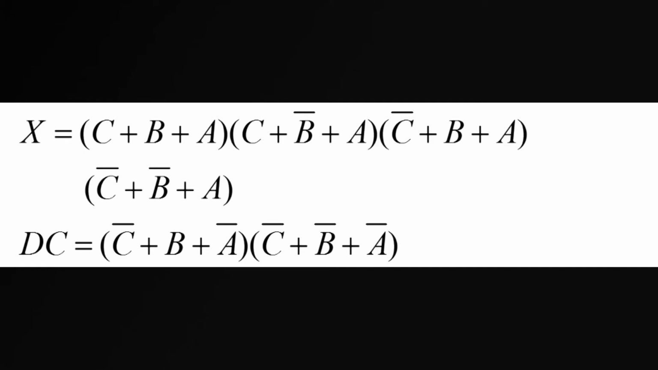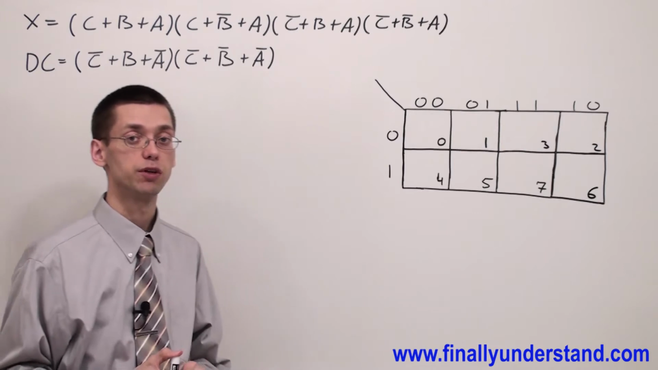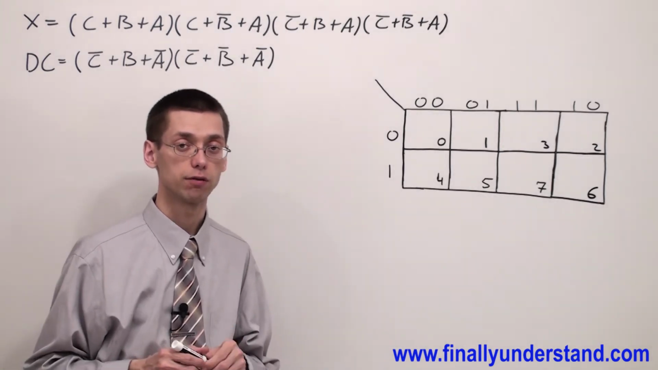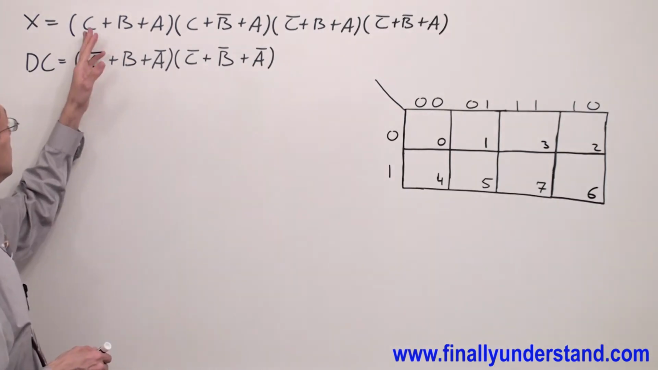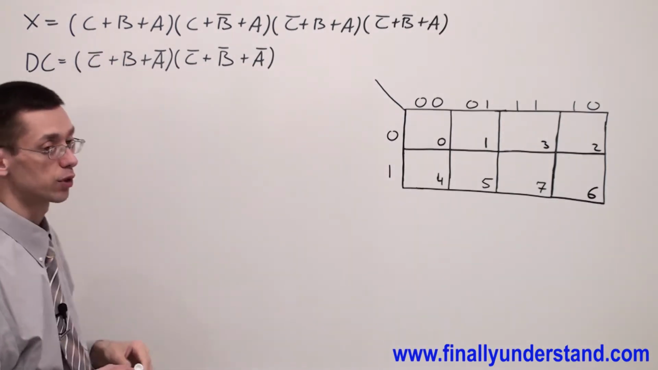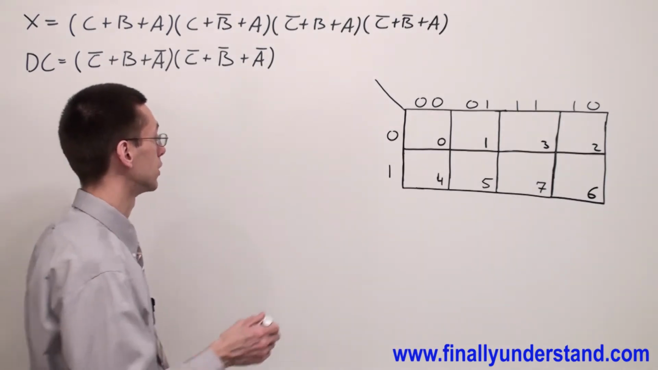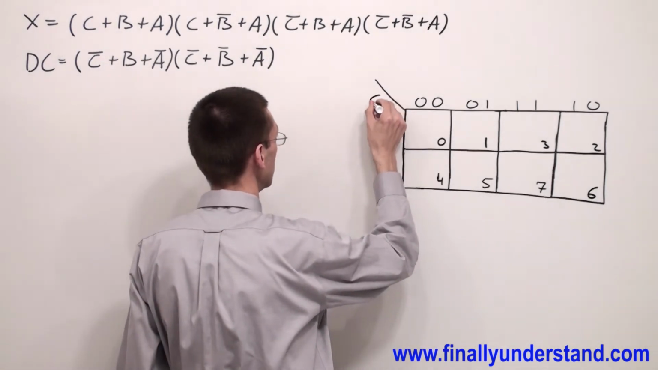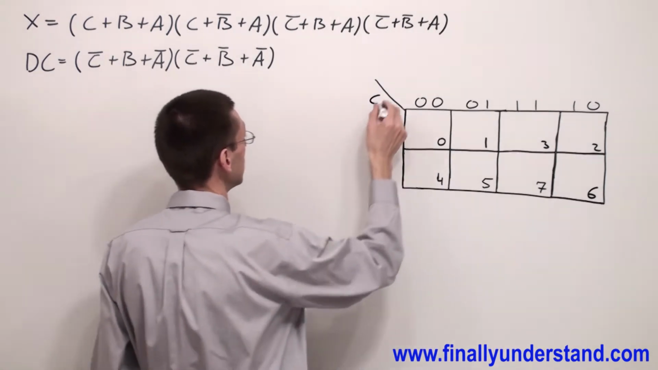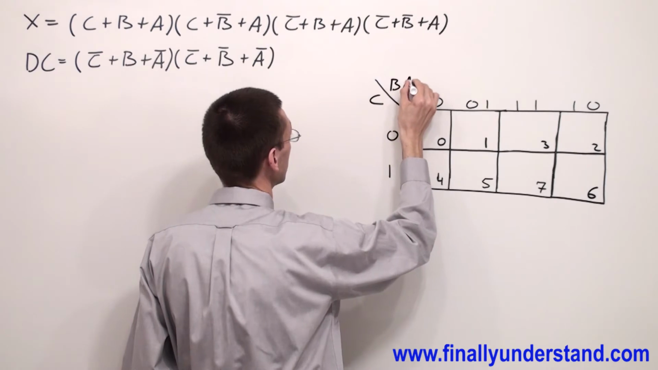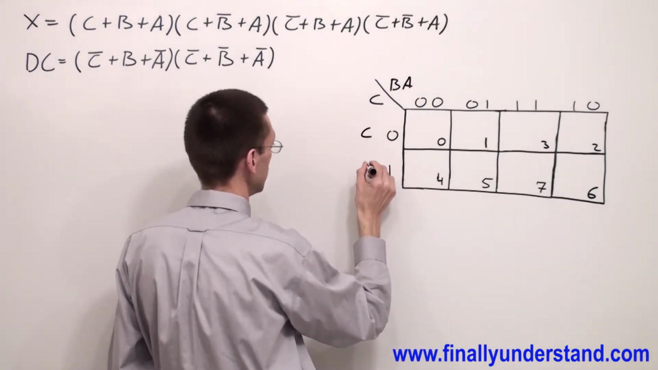We have another example. Again, before you do any simplification, please look carefully at your Boolean expression first. Please notice that this time C represents my most significant bit. So I have to make sure that the C variable is on the side of my K-map, and BA will be at the top. I'm going to have C.